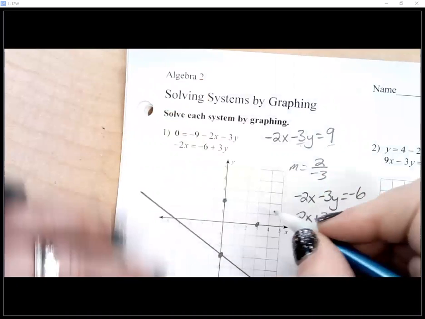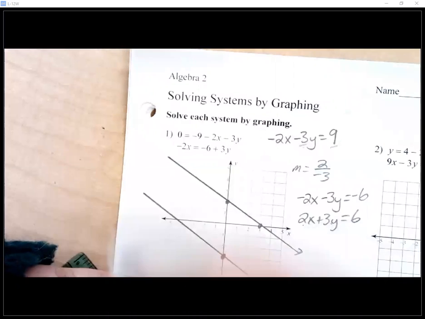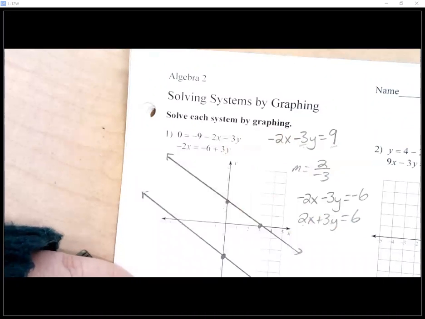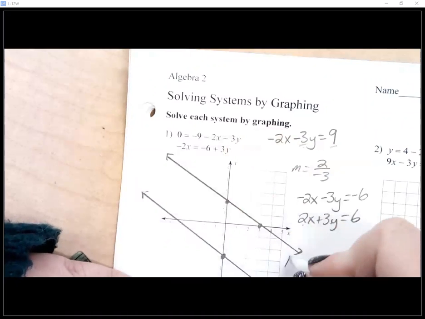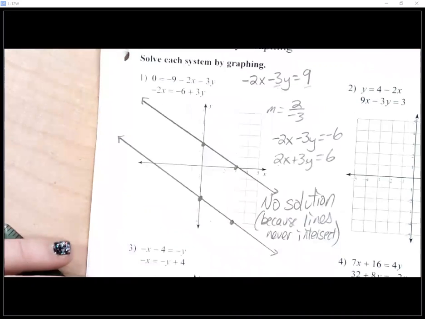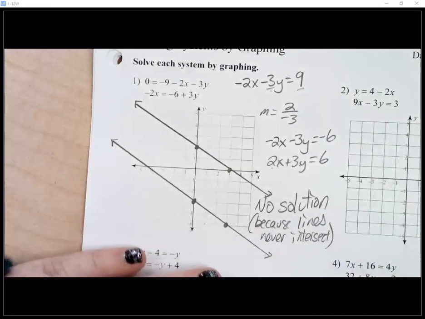So yes, how interesting. These two lines are parallel. So where do they intersect? Never. They don't ever. So what's the solution? There isn't one. Correct. So no solution, because the lines never intersect. So yes, that can happen. My lines are never going to intersect, but that's okay. We'll try number 2, see what happens.